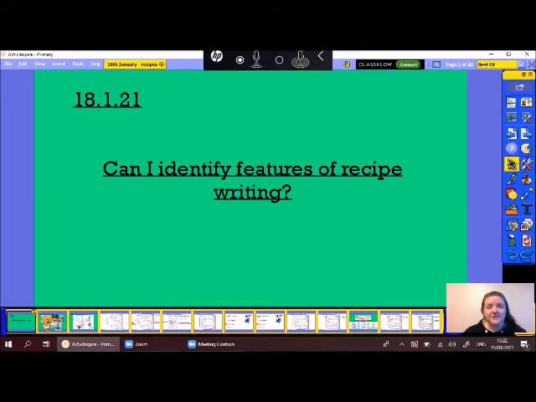As you know, we've been reading George's Marvellous Medicine by Roald Dahl. We're going to pause that for today and have a look at a different type of writing. Today's learning objective is, can I identify features of recipe writing?